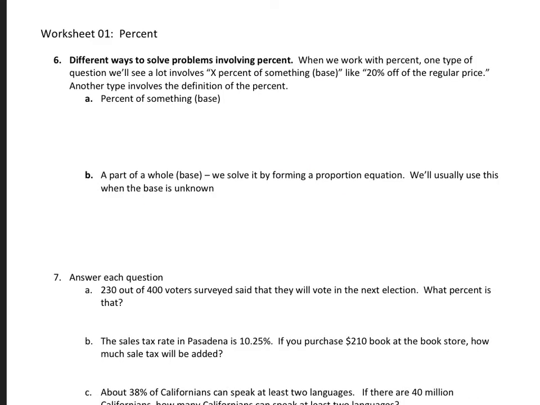Now we're going to talk about how we answer some of the interesting questions involving percent. When we are working with percent, one type of question we'll see a lot involves X% of something. The example we saw before, 20% of whatever you're buying. A lot of times it's formatted as a percentage of something. You get 20% off the regular price. Or if you're paying a tip, you usually pay 15 or 20% of the bill that you get. So a lot of times the percent problem has the structure of percentage of something.